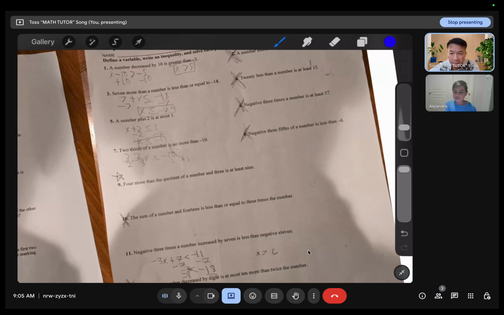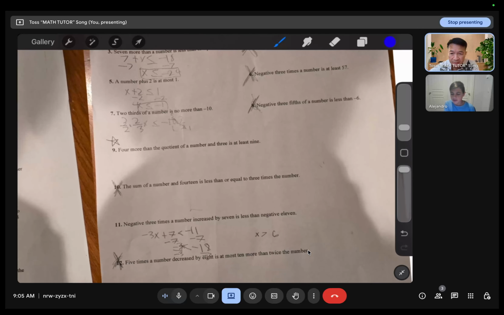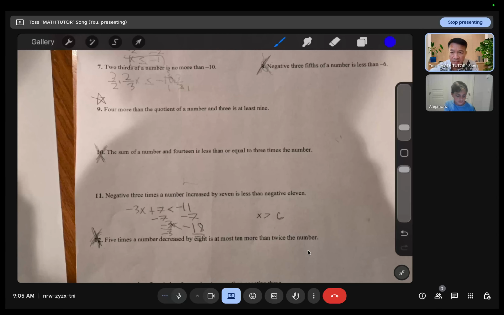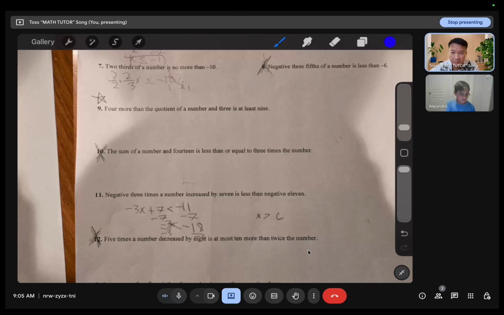Your previous work here, like 1 to 7, but let me look at 9. Let's get 2 right away. 4 more than the quotient of a number and 3 is at least 9. What do you think? You can say it out loud for me, then I'll write it.